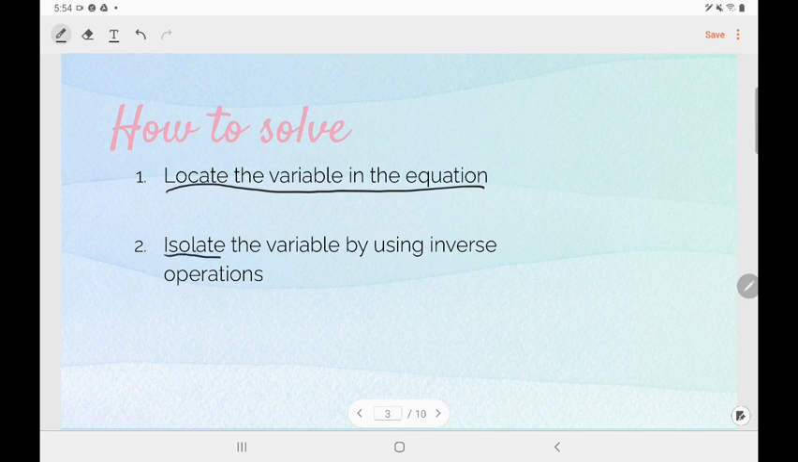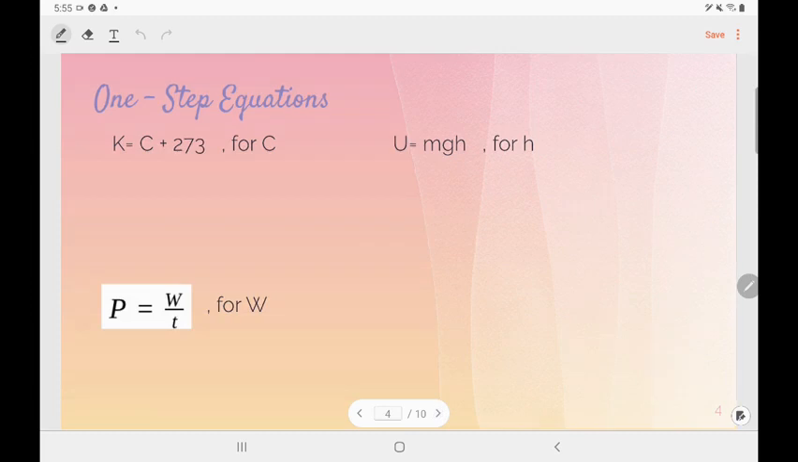Second, I'm going to isolate that variable by using inverse operations. So if something is being added to my variable, I'm going to subtract. And if something is being multiplied, I'm going to divide, and so on. So let's go ahead and get started. We're going to start off kind of easy with one-step equations.